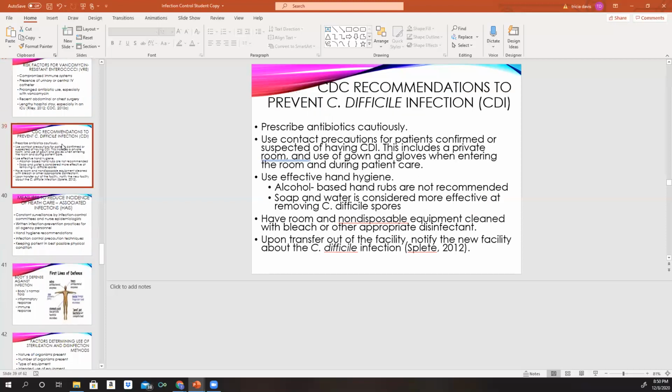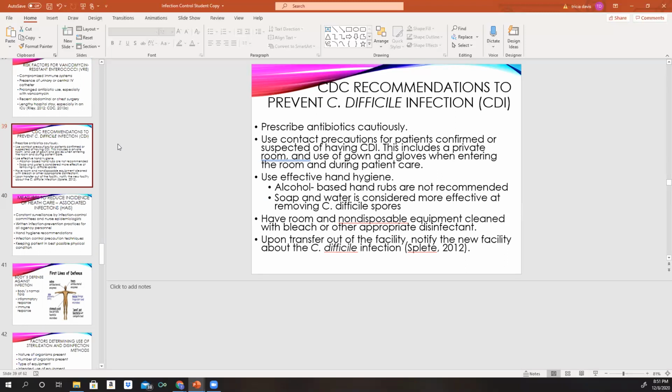All right, so now we have C. diff. I don't know if you guys have ever heard of C. diff before. You will hear about it a lot, especially when you start getting into clinicals and when you start working. So with C. diff, when we give patients antibiotics, particularly broad spectrum antibiotics, or they take them for a long period of time, the helpful bacteria also wind up getting destroyed. And then this C. difficile bacteria can grow out of control and create a bacterial imbalance.